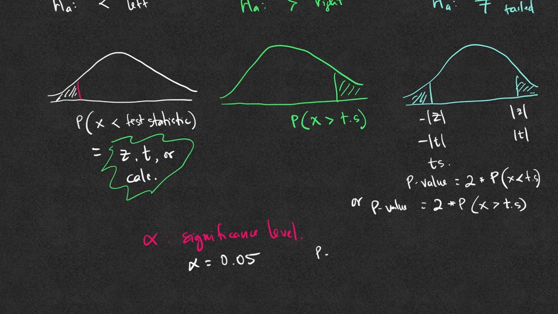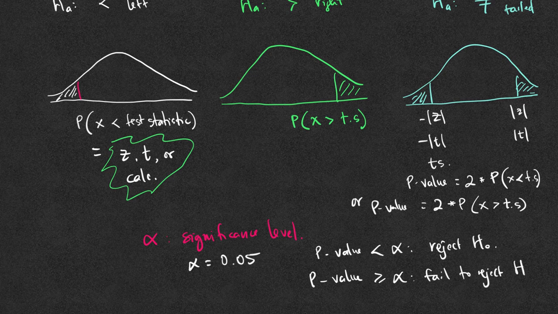If the p-value is low, meaning it is less than alpha, then the null must go, meaning we reject the null hypothesis. And if the p-value is high, greater than or equal to alpha, then we fail to reject the null hypothesis.